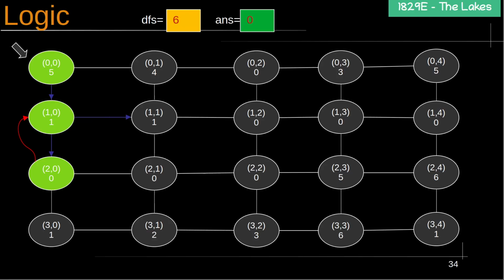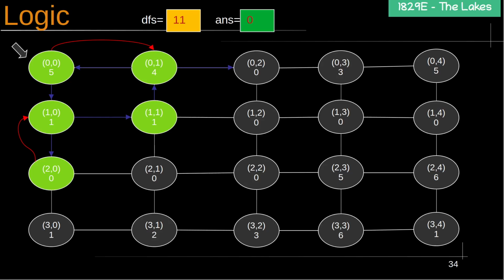From 1 we can go to 1, 1, which means row 1, column 1. We have 1 here. We update the DFS result from 6 to 7. We can go up to 0, 1, we have 4. So we mark it as visited and we update the DFS. We have 11. From that cell, we can go to 0, 0, but 0, 0 is visited. We backtrack.